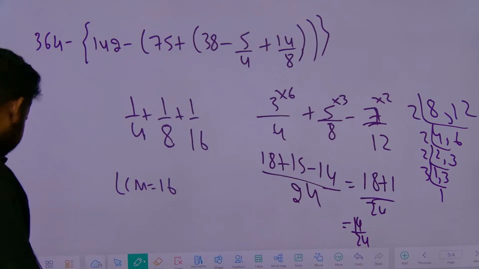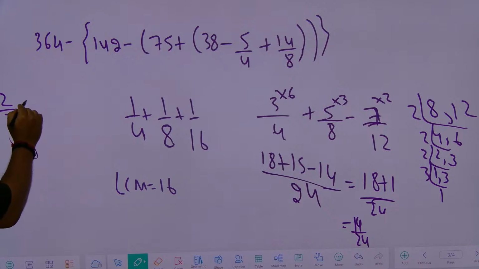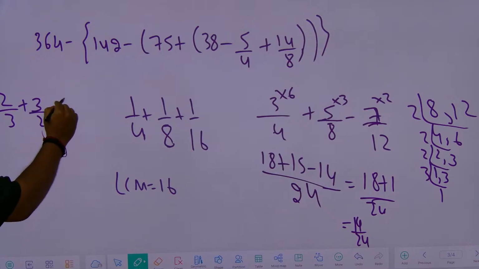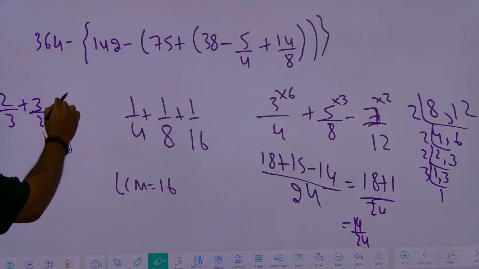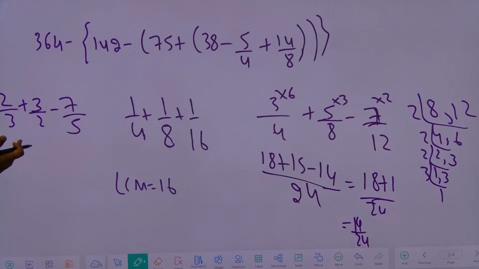But suppose they give some numbers randomly like this: 2 by 3 plus 3 by 2 minus 7 by 5, something like this. Here will 3 divide 2? No. Will 2 divide 5? No. Will 5 divide 3? No. Nothing will divide each other. So that time the LCM will be the multiplication of these numbers. The denominator will be the LCM: 3 into 2 into 5. These are all prime numbers. LCM will be 3 into 2 into 5.